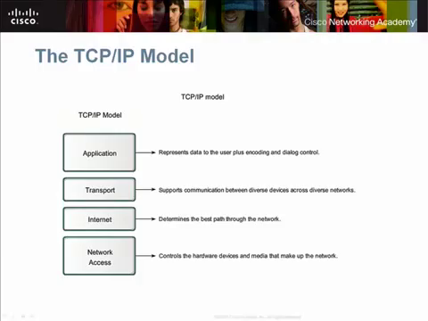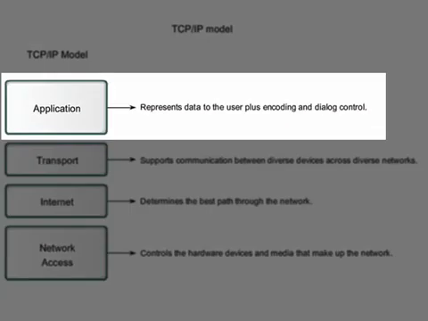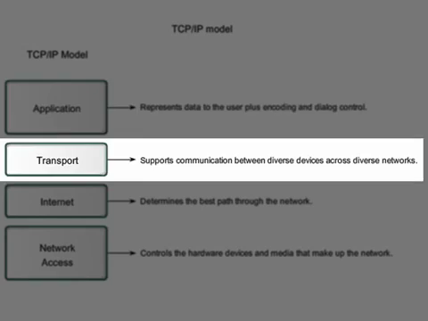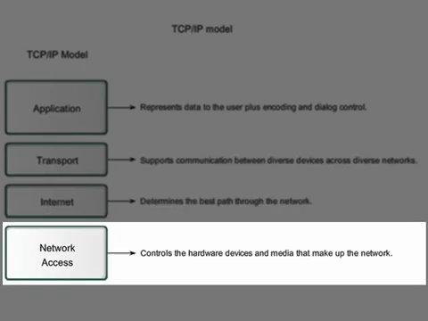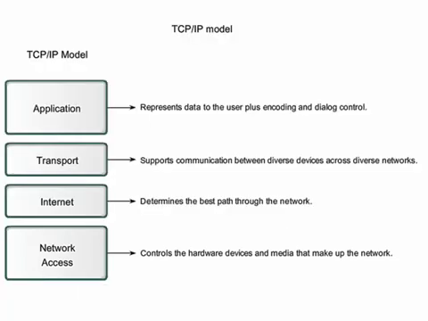As we examine the TCP/IP model, we see that it's made up of 4 layers: application, transport, internet, and network access. Each layer has specific responsibilities. The application layer is responsible for encoding data into a form that can be sent over a network and to decode data when it's received from the network. The transport layer supports communication between devices when messages are being sent across the network. The internet layer determines the best path for a message to be sent through a network. And the network access layer controls the hardware and the connections that make up the network. Each layer has specific protocols that facilitate communication.